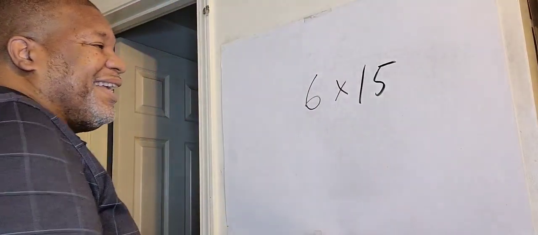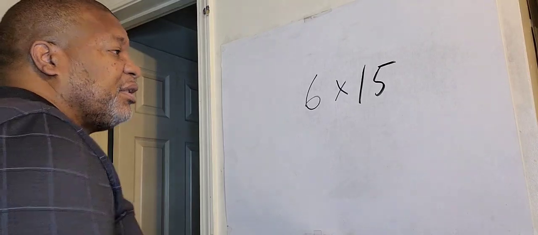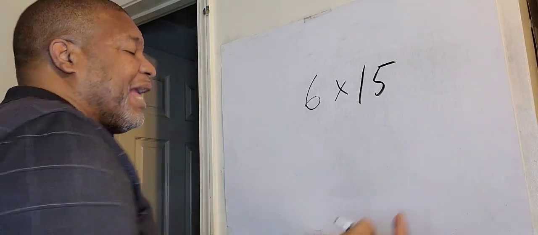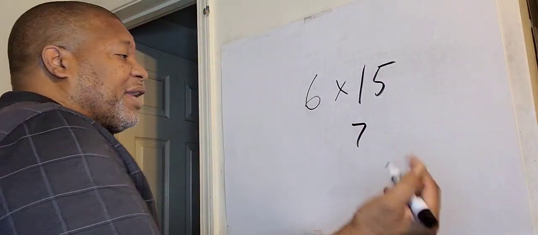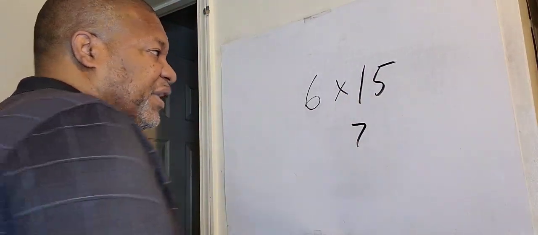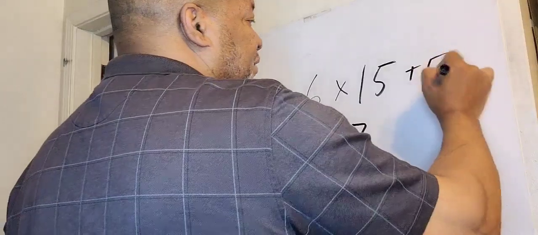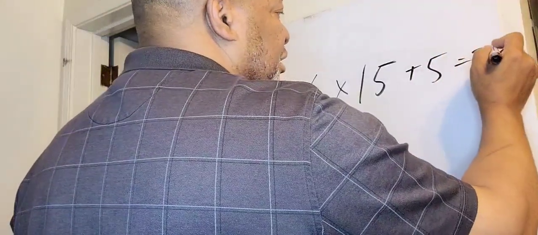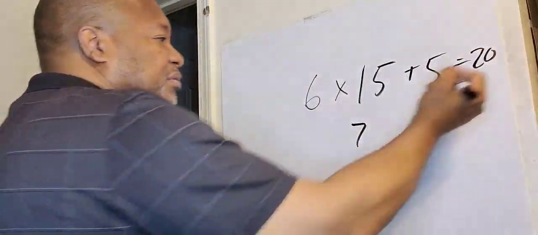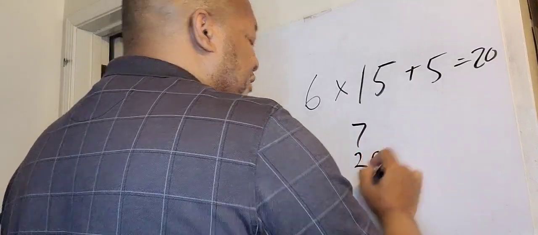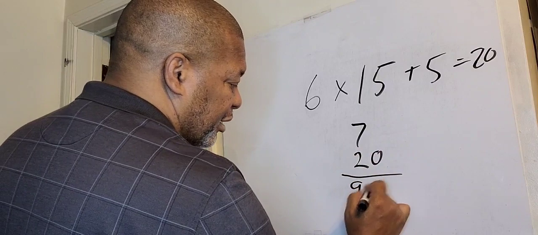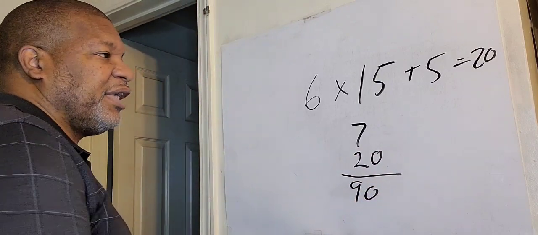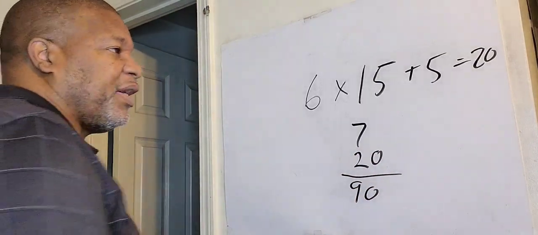15, we again pretend it's 14. So we say 14 and half of 14 is a 7. Then we're going to add a 5 to the 15. So 15 plus 5 equals 20. And we're going to put the 2 here, the 0 here, add it up, and that's going to be 9, 0. That's our answer. Again, this gets quicker because it's mental.